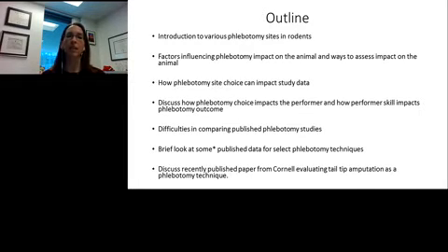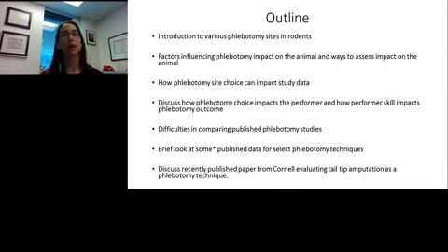And I'll then discuss how the phlebotomy choice can actually impact the performer themselves and how the performer's skill can potentially differentially impact the success of the different phlebotomy techniques. I'll then talk about some of the difficulties that exist when we're trying to compare published studies that have evaluated phlebotomy methods in rodents. And I'll take a brief look at some of the published data that's out there for looking at phlebotomy techniques in mice.